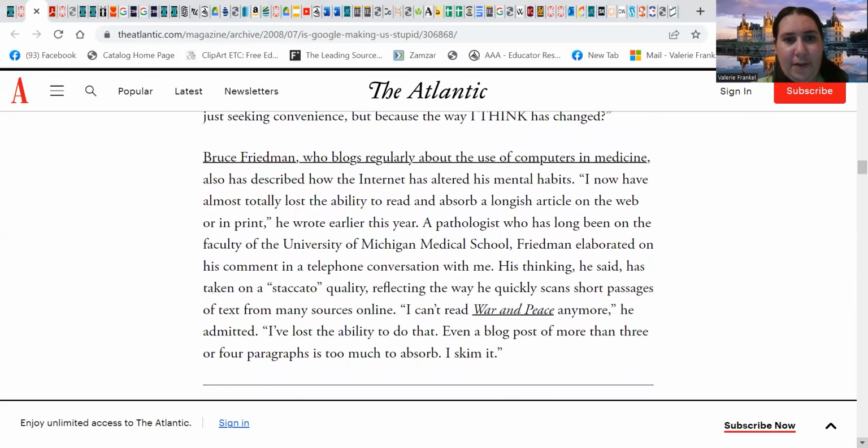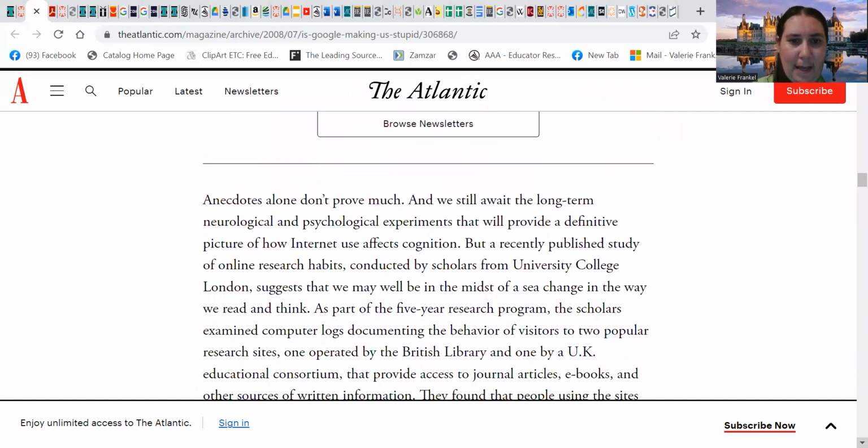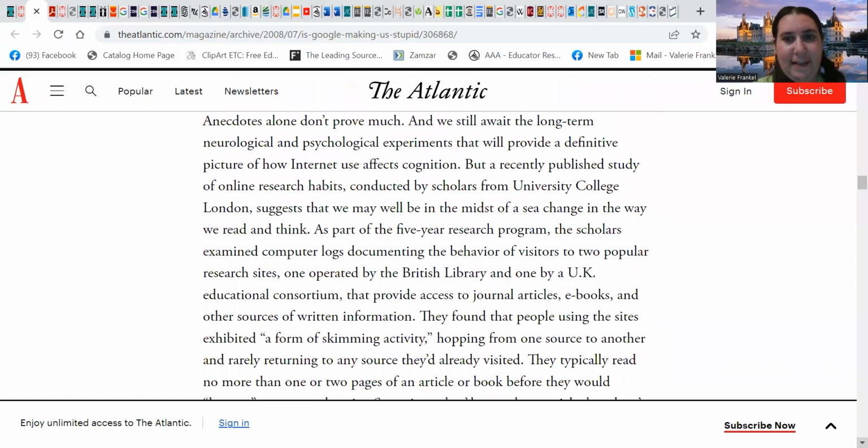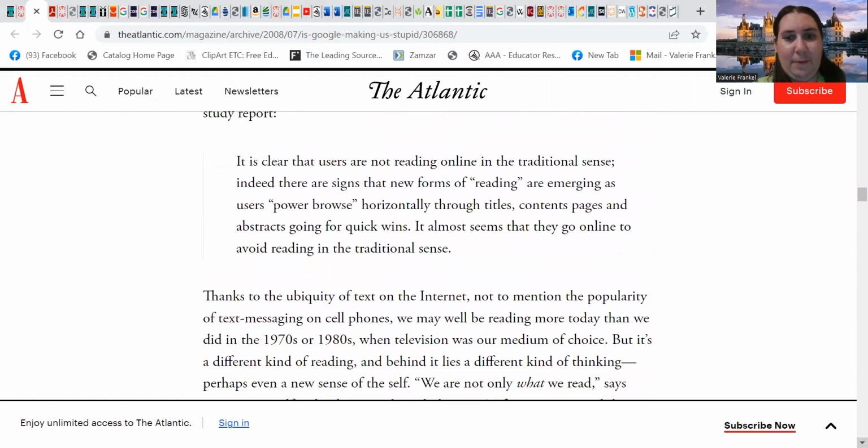Here's a blogger who describes how he's had issues with this. Here's a study. So you see one example per paragraph. Here's a study about how people do research now where they're doing less reading of the articles and more bopping from article to article, doing a quick little read of the summary at the beginning and then moving on and looking for keywords and just doing less reading.